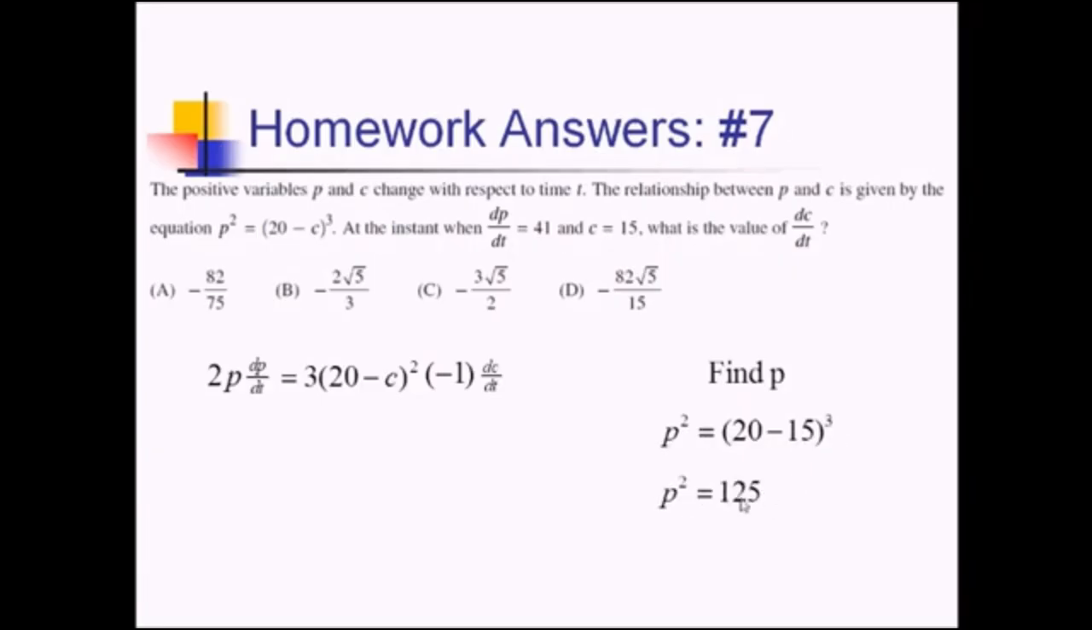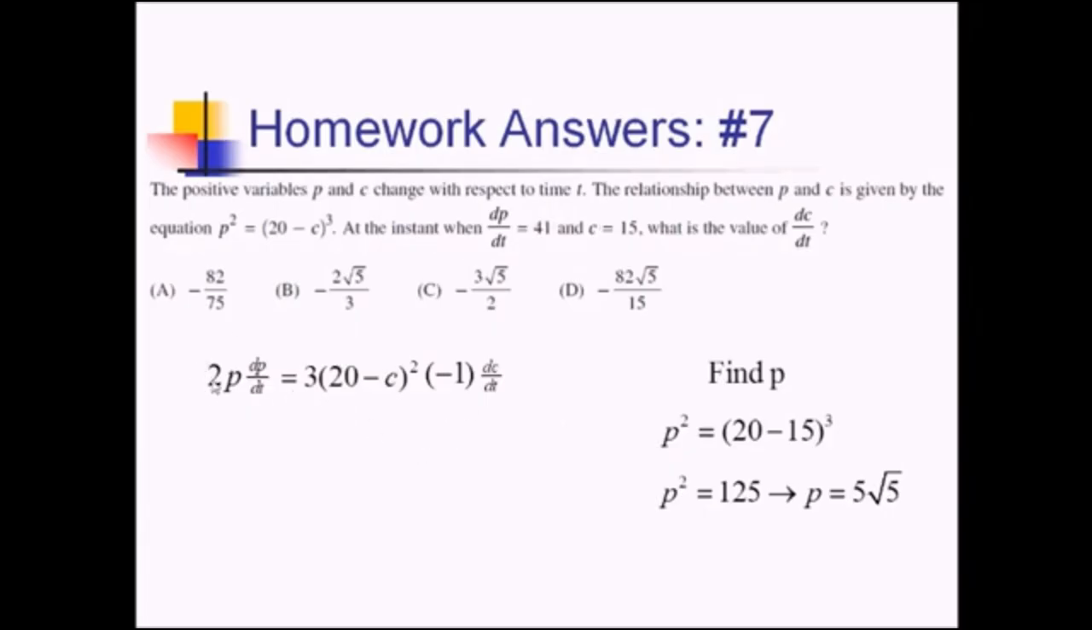And then the square root of 125, and we know it's not plus or minus because they said positive variables p and c. The square root of 125, that's going to be 5 radical 5 if you simplify the radical. And we're going to simplify the radical because it's a no calculator problem, and all the answer choices have radical 5s with them anyway. So now that we've got p, let's plug that in along with the c value 15 and dp over dt 41 to this mess over here.